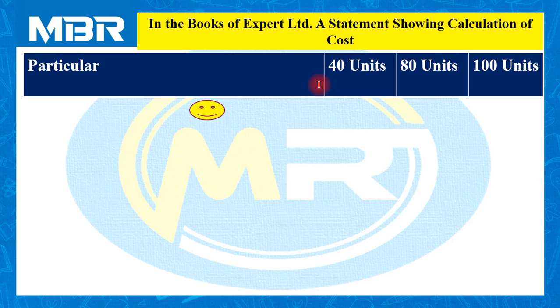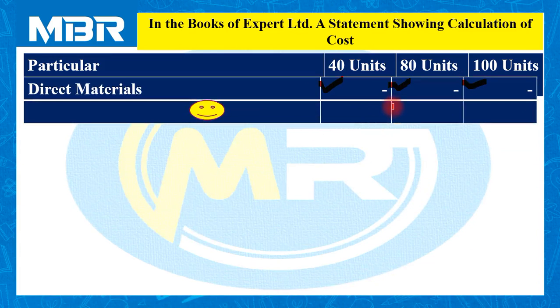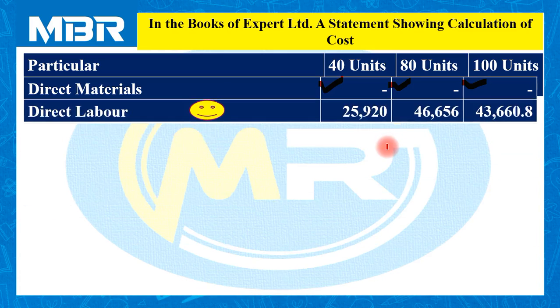Particular, as per our requirement, 40 units, 80 units and 100 units. Direct materials. In this equation, information related to direct materials is not given, so we are not supposed to worry about this information. Just leave it blank, as it is not provided by the examiner.